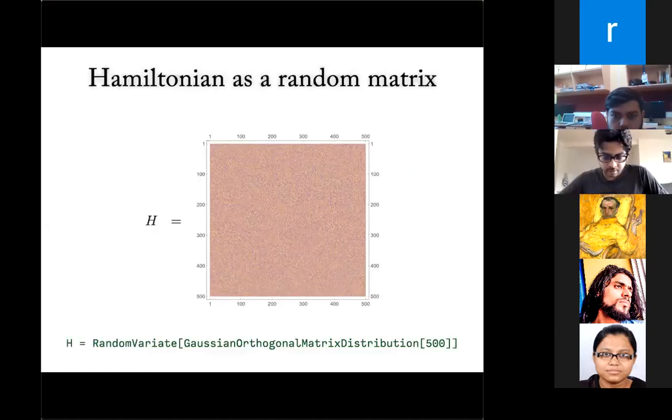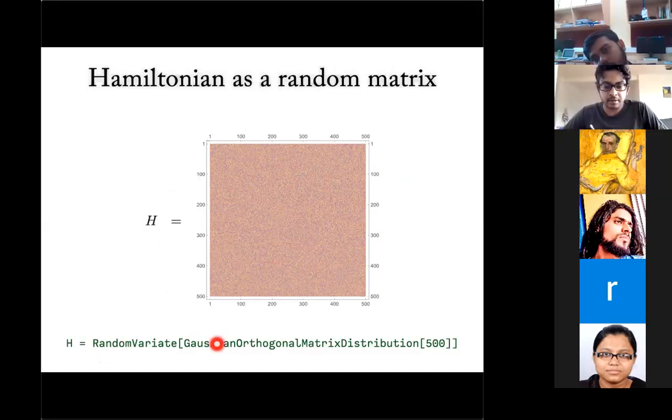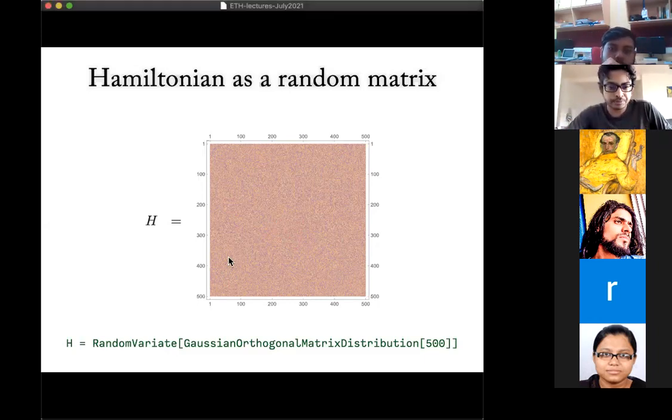Okay, so as I said, we can approximate the Hamiltonian by a random matrix. And actually it's quite easy to generate random matrices in Mathematica. For example, you can get a GOE matrix, like a 500 by 500, using this, and you can go ahead and do some calculations. I actually have a Mathematica file which realizes some of the statistics and tries to arrive at ETH from RMT. Maybe I can share that after the lecture, and you can also play around with it a bit.